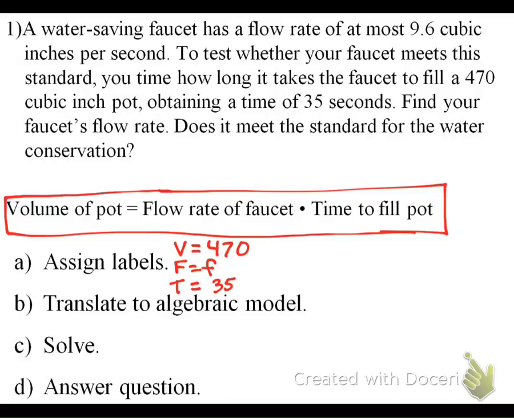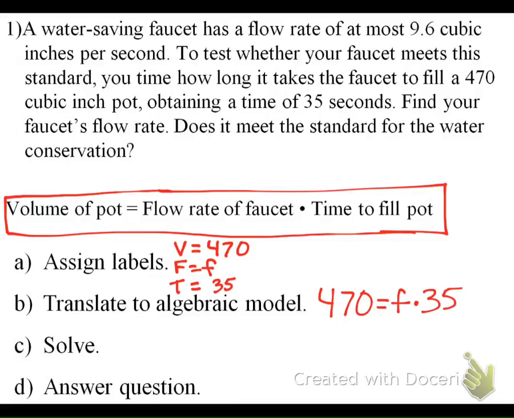Now I'm going to translate it to an algebraic model. So just follow along with what you have here, filling in what you know. So we know the volume of the pot. We said it was 470. We don't know the flow rate. We said we were going to call it F. And then times how long it takes to fill the pot, 35 seconds.